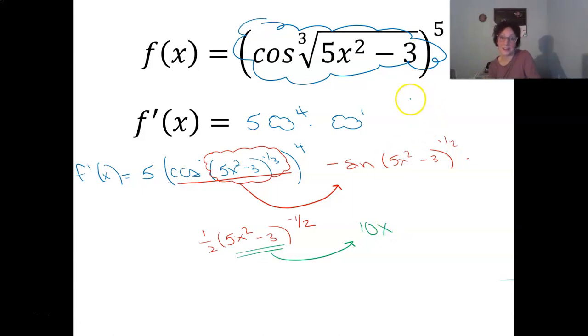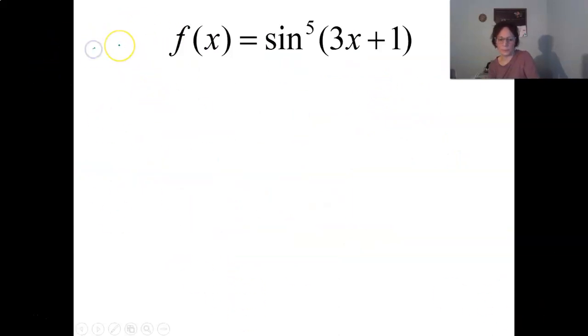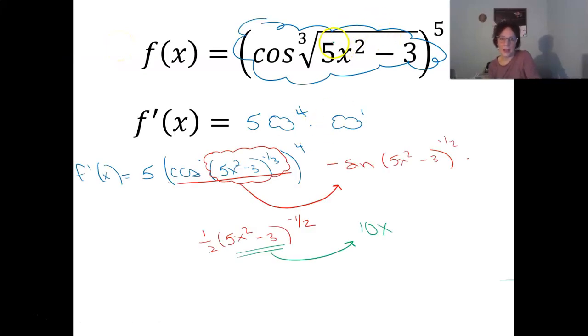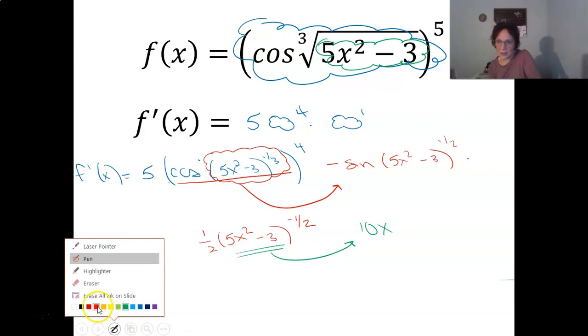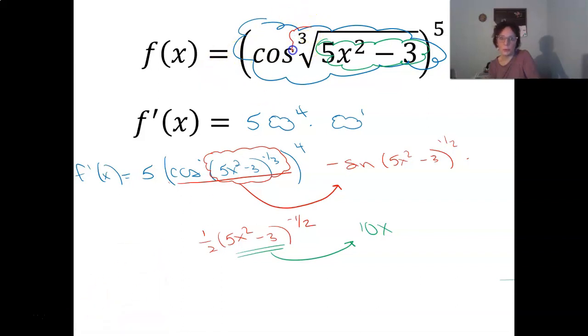Okay, so look at this. If you look back at this original function, I have a 5x squared minus 3, which is a cloud, inside of a cube root function, which is a cloud, inside of a cosine function, which is the original cloud. In other words, I have a cosine function, and inside that is a cube root function, and inside that is a quadratic function. See what I'm talking about when I say like the nesting dolls, right?